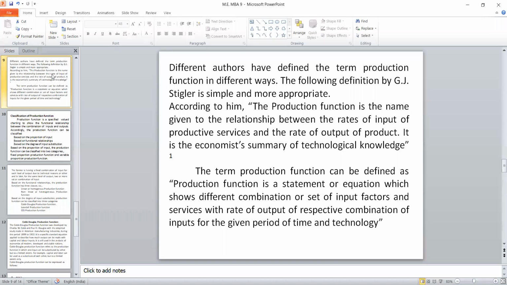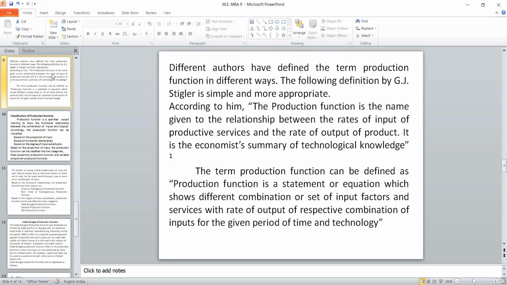According to him, the definition goes like this: the production function is the name given to the relationship between rates of input of productive services and the rate of output of the product. And it is an economic summary of technological knowledge. See, he made a very clear statement that it is expressing the relationship between the input and output with a given level of technology. But what is the general definition for production function?